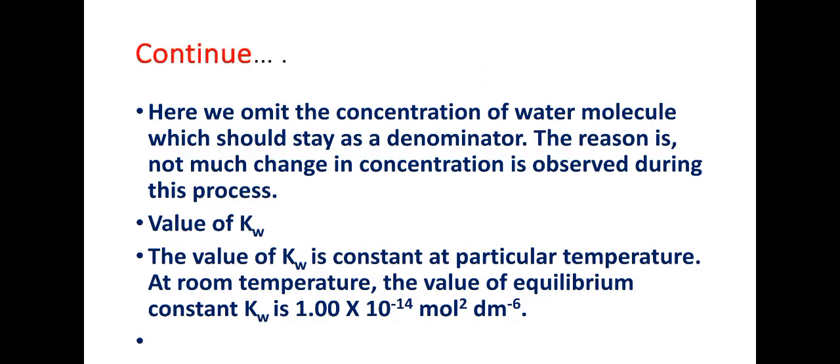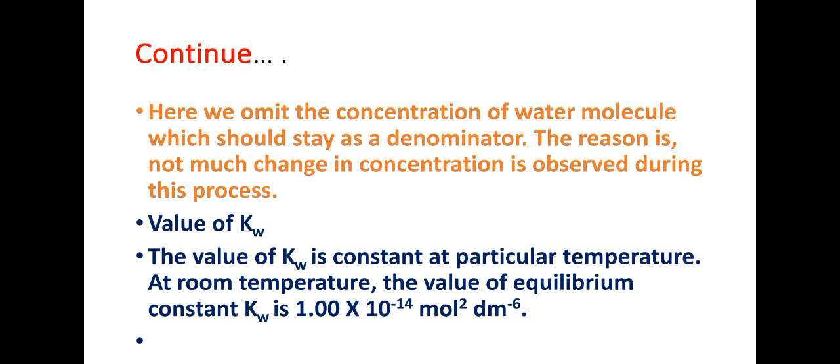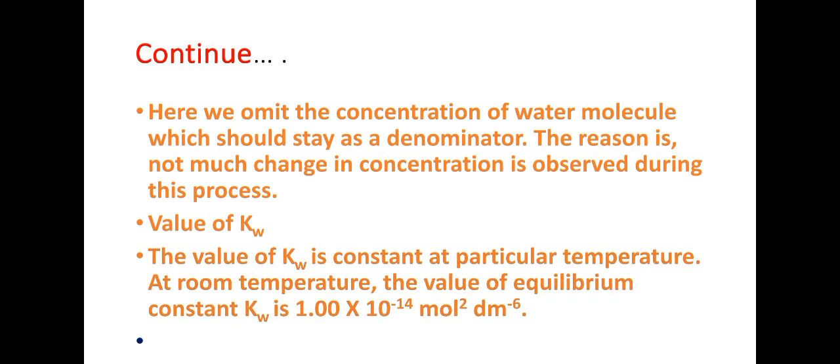Here we can omit the concentration of water molecules, which should stay as the denominator, the reason being that not much change in the concentration is observed during this process. So the value of K is constant at a particular temperature. That particular temperature is room temperature. The value of the equilibrium constant Kw is given as 1 into 10 raised to minus 14 multiplied by mol squared dm minus 6.